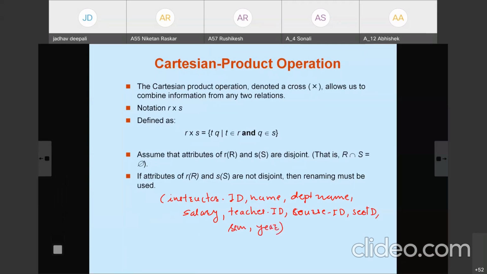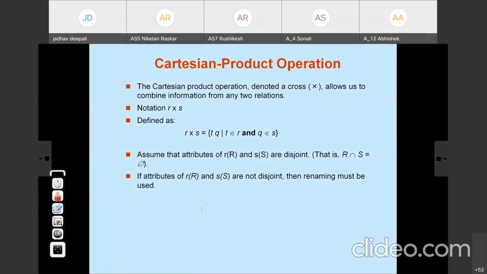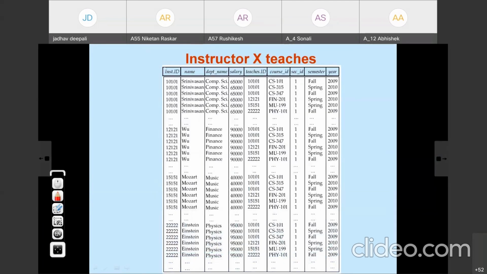So in this way, in the first part of this Cartesian product, the number of attributes in the resulting relation is the union of both. This is the instructor relation with these 4 attributes. This is the teaches relation with these 5 attributes. Then in the resulting relation you can observe there are 9 attributes. Only for ID is the prefix used: instructor.id and teaches.id.